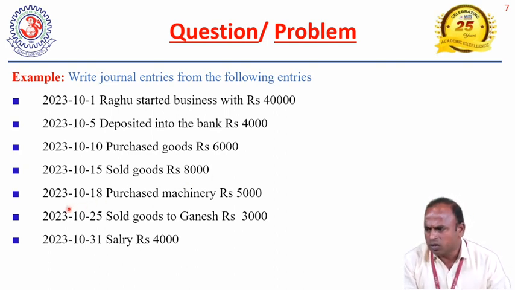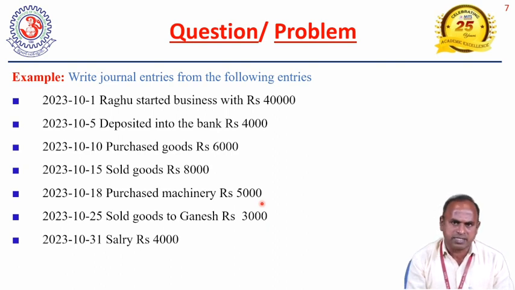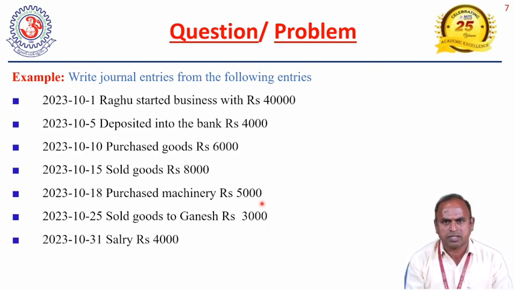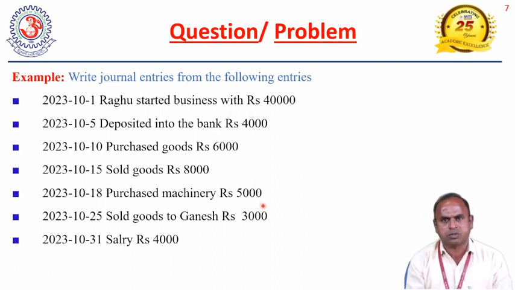The next one, 2023 October 18th date, purchased machinery rupees 5,000. In this transaction, there are two items, machinery and cash. Machinery is an asset, so it comes under real account. Cash is also an asset, and comes under real account. Then you apply the rules of the real account. As per the rules, what comes in debit, what goes out credit. In this transaction, machinery comes into the business, you write down the debit side. Cash goes out from the business, you write down the credit side. So machinery account debit to cash account.